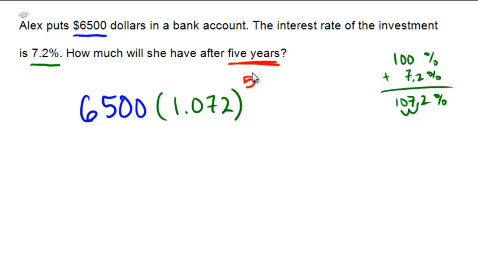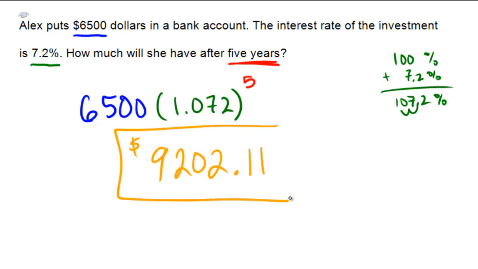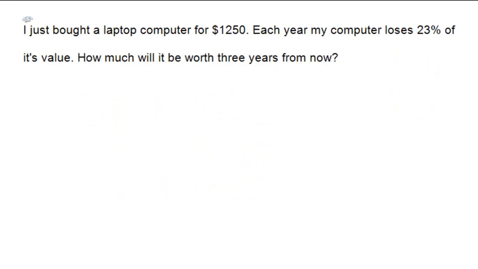So I'm just grabbing my calculator here and typing that in. I have 6,500 times 1.072 to the power of 5. And if you tried this on your own, hopefully you got the same answer I'm getting here. I'm getting 9,202.107. So I'll round that to 1. So it looks like after 5 years she'll have $9,202.11. Okay, so why don't you pause the video and try this next one here on your own.